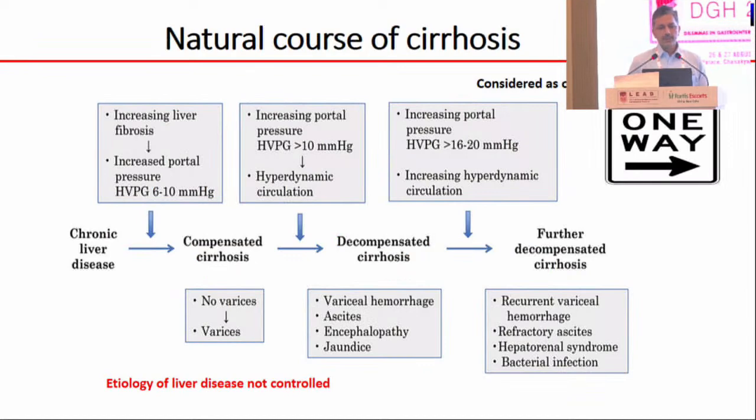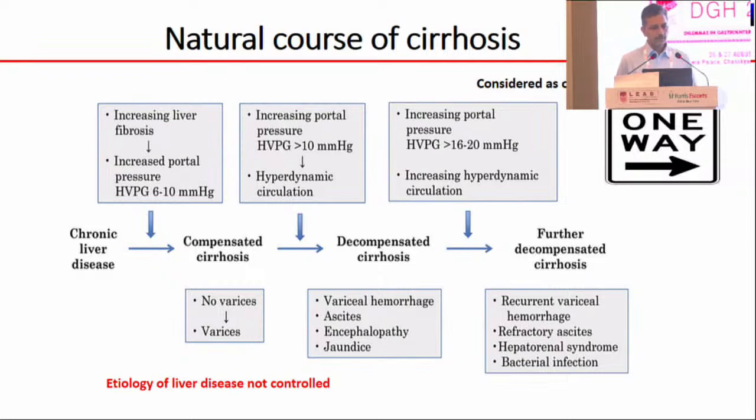So let us see what is the natural course of cirrhosis. If we do not treat the etiology of the liver disease, there is increasing liver fibrosis and increased portal pressure, that is more than 6 to 10, which will cause the label of chronic liver disease. Then from compensation to decompensation, if the etiology persists, there is an increase in the portal pressure, which is more than 10. We call it clinically significant portal hypertension.